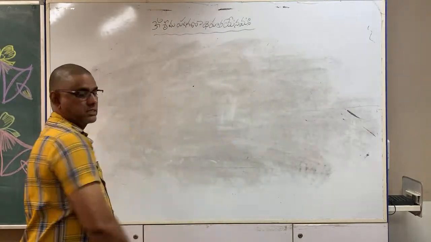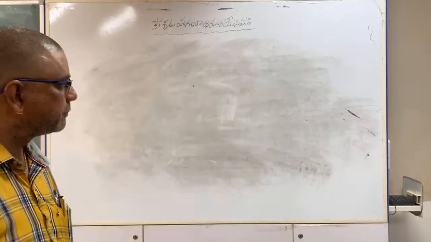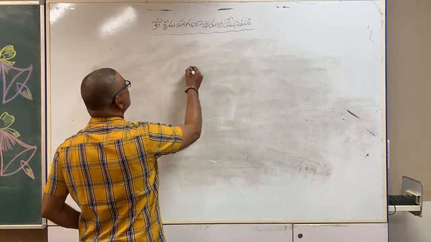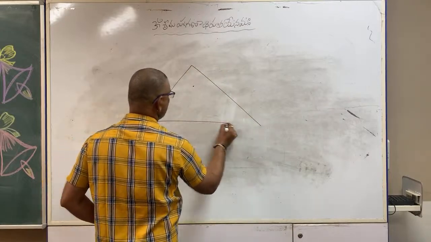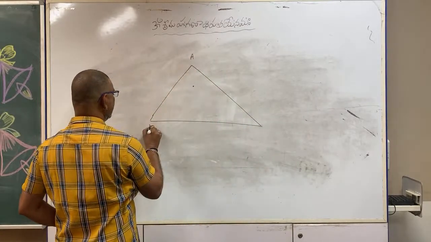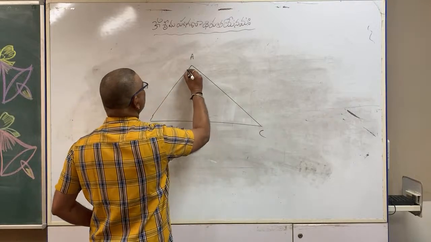Okay. Next, there is a triangle ABC, right angled at A.